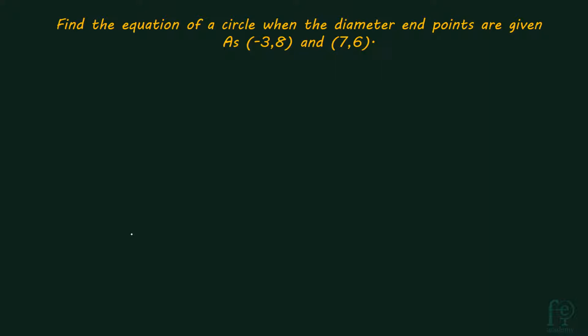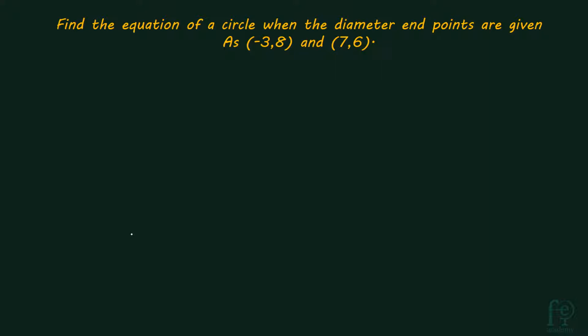So let's go to the first question. Find the equation of a circle when the end points of the diameter are given as -3, 8 and 7, 6. In this question we are going to see how to find the equation of the circle when the end points of the diameter are given.